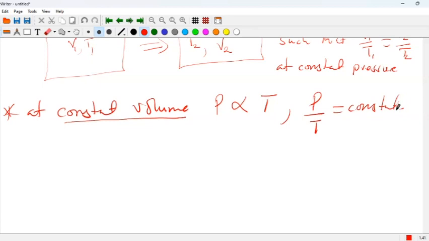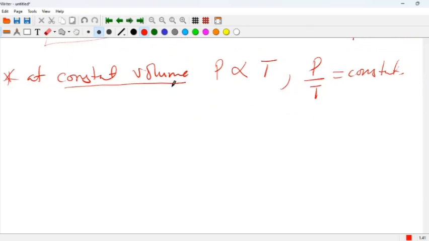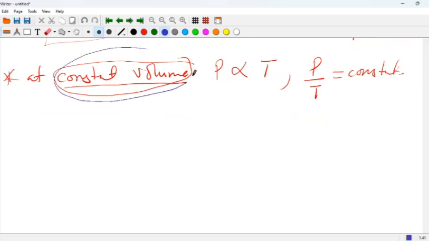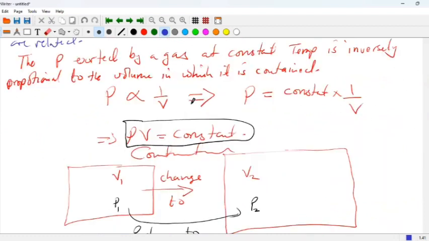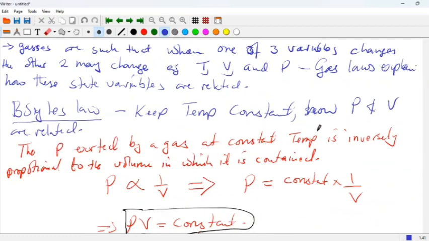Now, we have looked at a number of laws where we have kept volume constant, kept pressure constant, and kept temperature constant. So we are looking at these variables, and when one is kept constant, you allow the other two to change, then you find the relationship between the two that are changing. That's what we are doing.